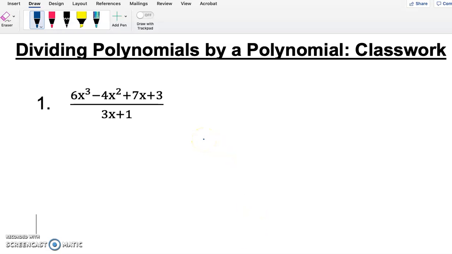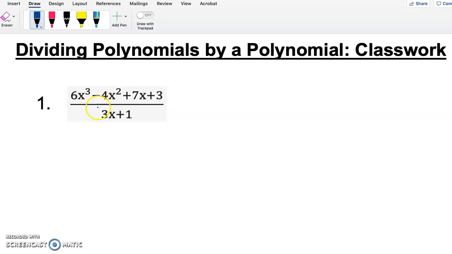So for number 1, you ask yourself, can you put these into factor form? Right now it's a cubic polynomial with a degree of 3. So at this point, I don't see any pattern in a way that I can easily factor this out. So then I would say, okay, next, can I use synthetic division? Because most of us like to use synthetic division.